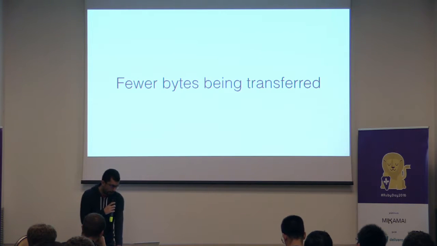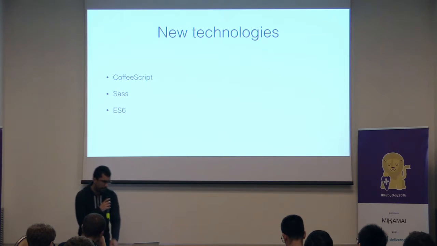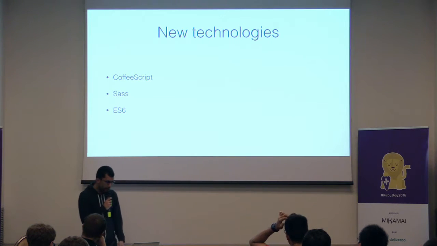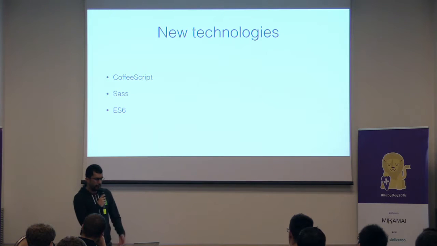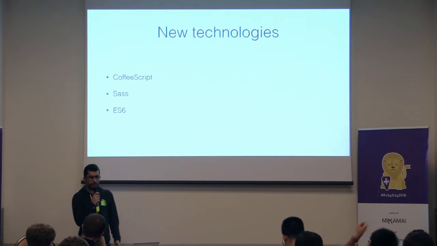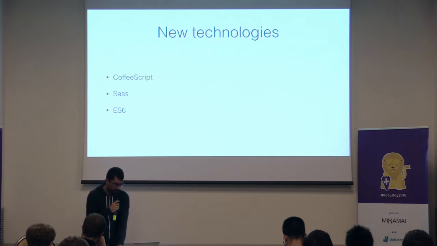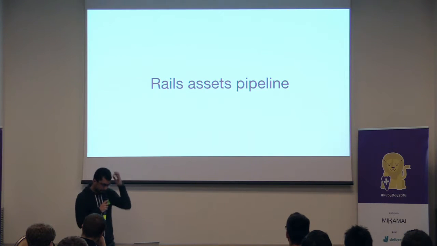And we also had some new technologies being created, like CoffeeScript and Sass, and most recently ECMAScript 6. So to solve all those problems and to make some of these trade-offs possible, we introduced the Rails assets pipeline.